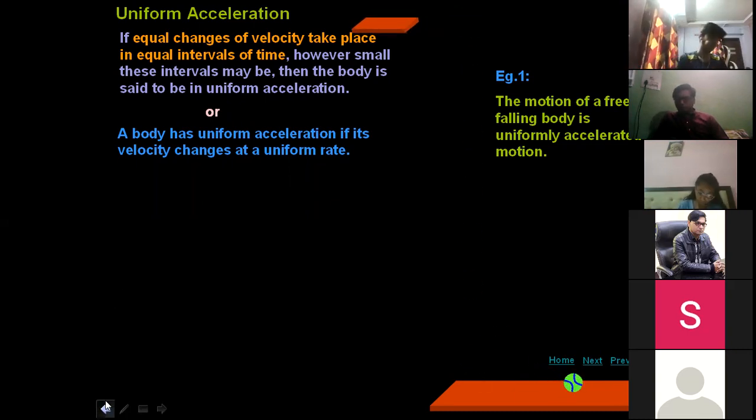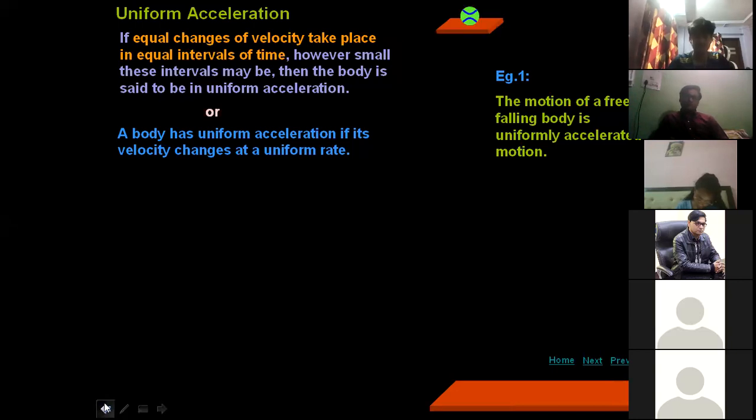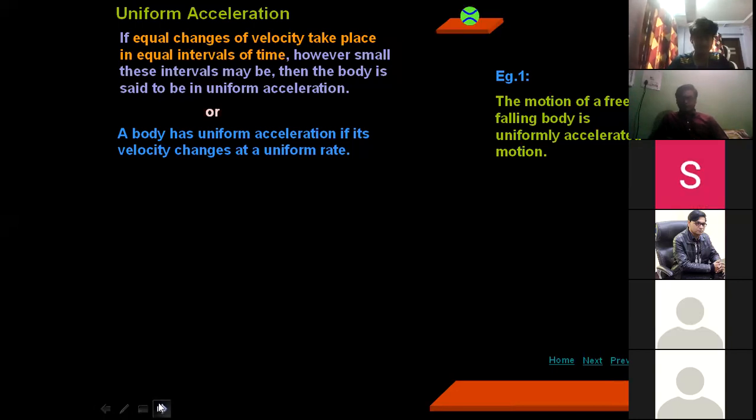Also, it is uniformly accelerated motion. Is that clear? Is that clear, students? No. Yes, sir. Yes. Okay, I'm explaining it.